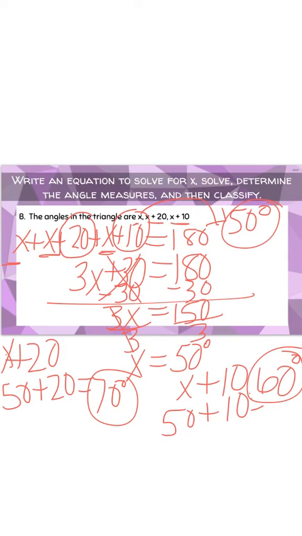Now we can classify it. We have a 70, a 60, and a 50. All of them are less than 90 degrees, which makes them acute. And all three of the numbers are different, which means all the sides are different, and that makes it scalene.